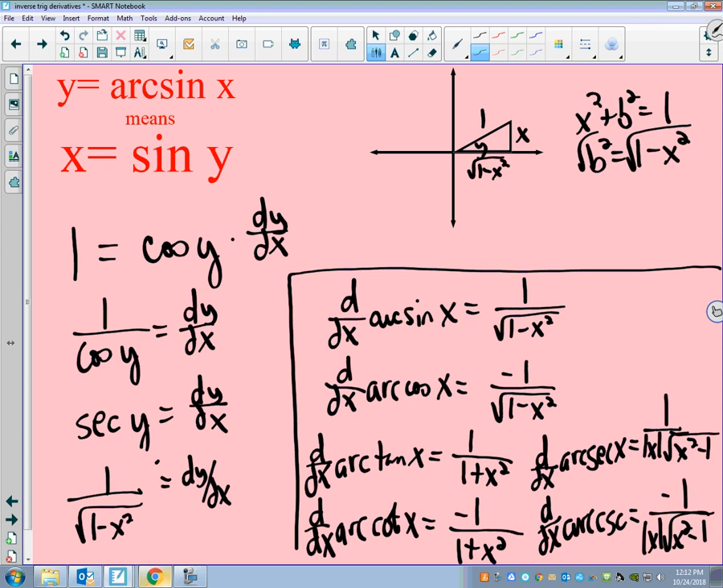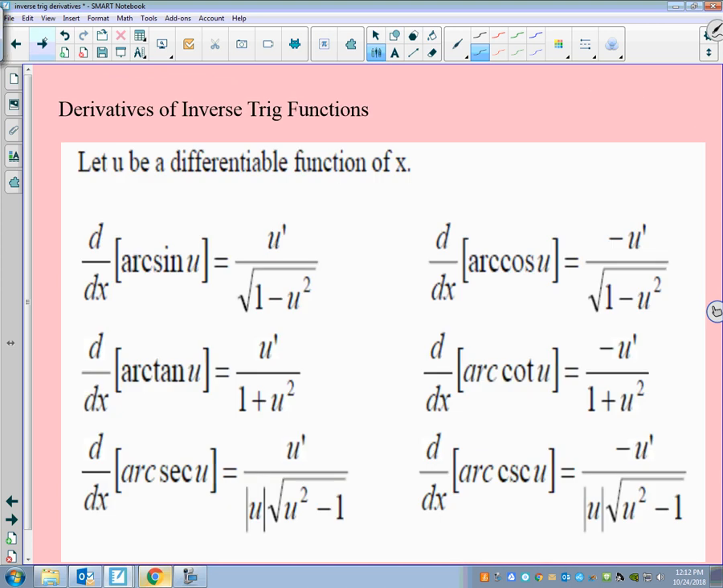So remember that cosine and cosecant and cotangent all have negative derivatives? Well, also arc cosine, arc cotangent, and arc cosecant are negative. But obviously they're not going to always just be an x in the bottom. So we have to talk about the chain rule or the u substitution. So that's what's on the next page here.